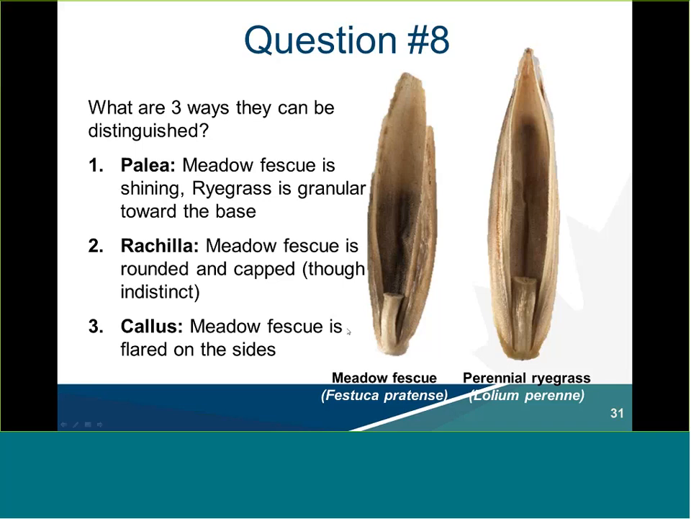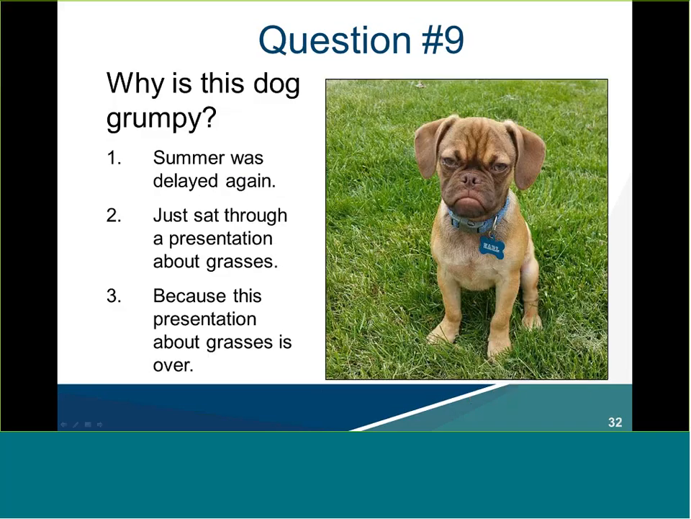And the callus, the meadow fescue, is flared on the side. So you can see in perennial ryegrass, the callus almost fits in with the lemma. There's not much distinction. While in the meadow fescue, it bumps in a bit. So that's probably also why it looks flared out at the sides, because you've got that indentation, that space right above the callus. All right, I believe I've got the last question here.